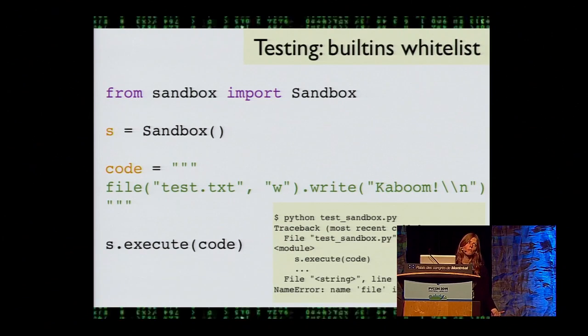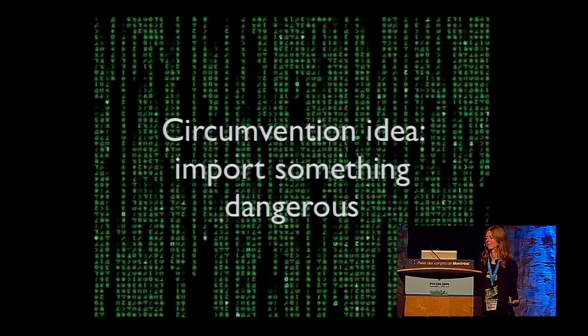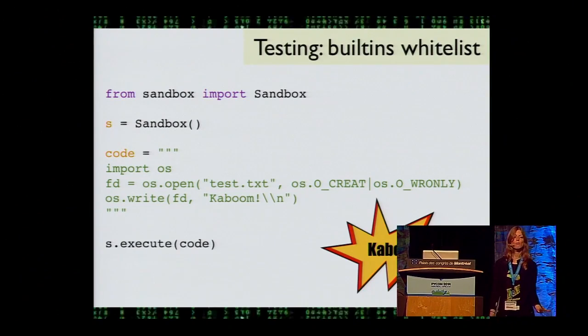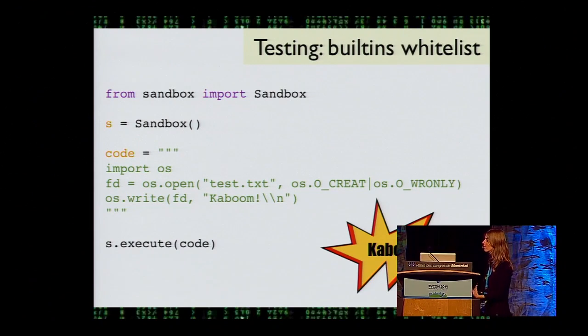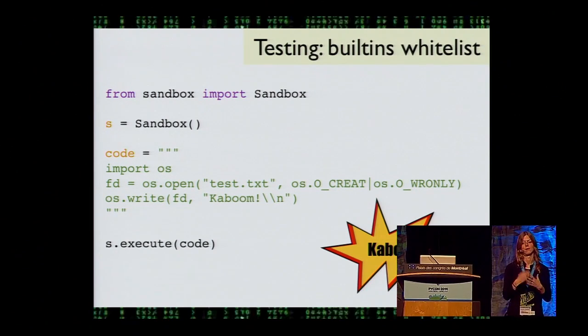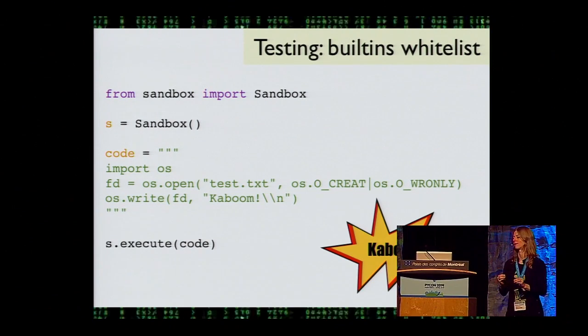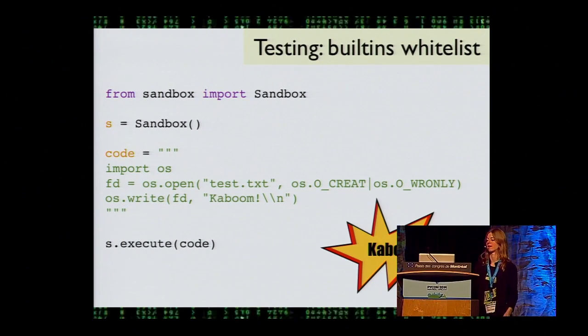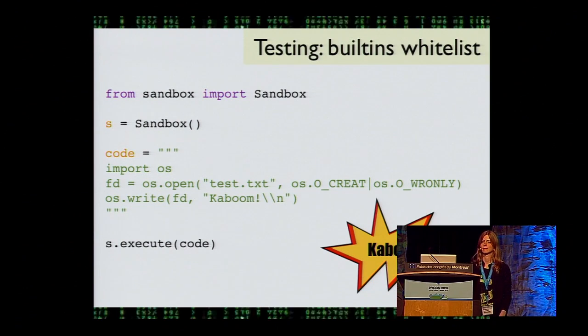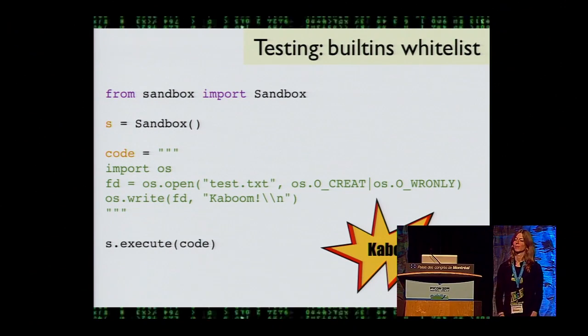OK, well, what if I import something? Can I import? Oh, yeah, I can import os, right? So I can import os, and os has an open function that is very similar to file, and I can use that to write to the file system. And so far, this is allowed. OK, so how do we prevent this from happening? Well, the problem is that I could import os, right? So how do we disallow problematic imports?